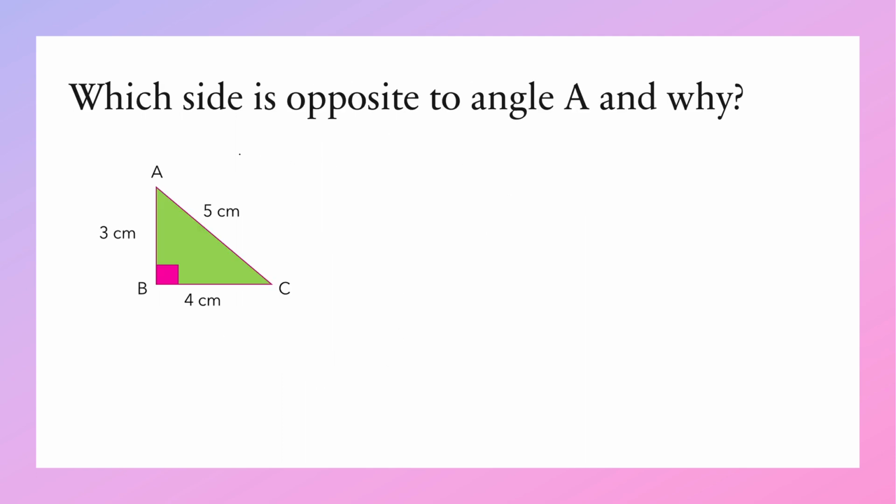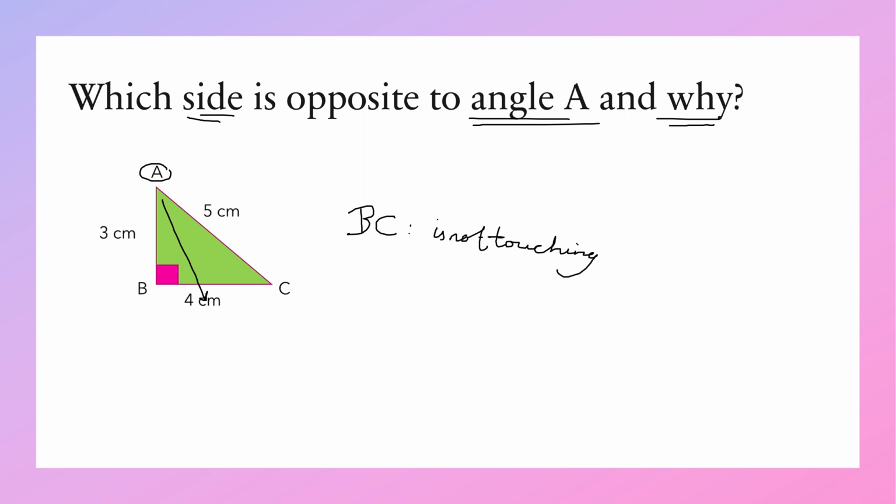Now we have to understand some terminology before we approach the basic principles. So which side do you think is opposite to angle A? Well, I've got angle A here, and it's going to be BC. And the reason for that is BC is not touching. It's the only side not touching A, and that's how you know it. Fairly straightforward. So this is my opposite side.